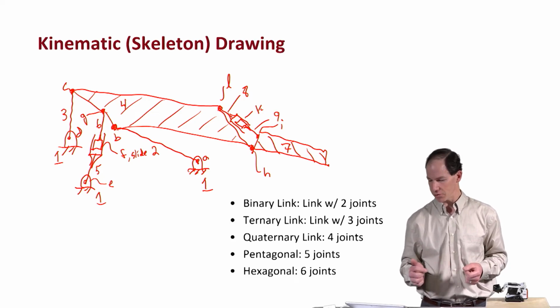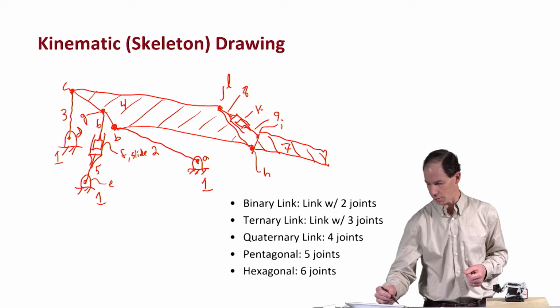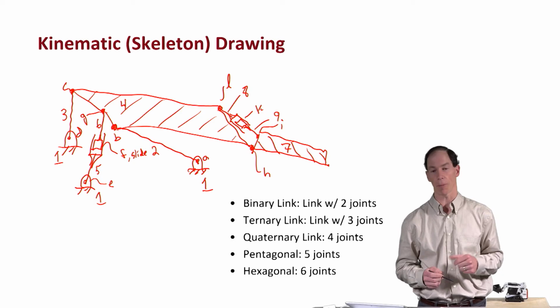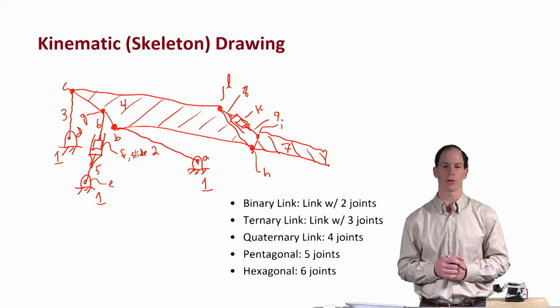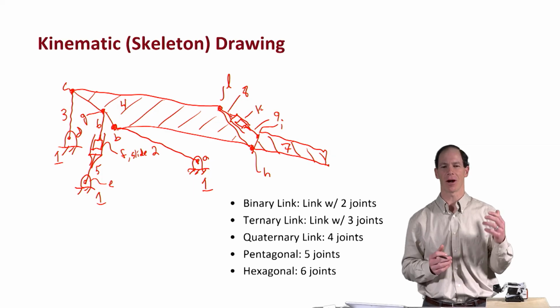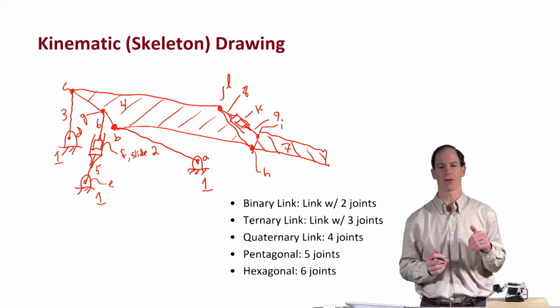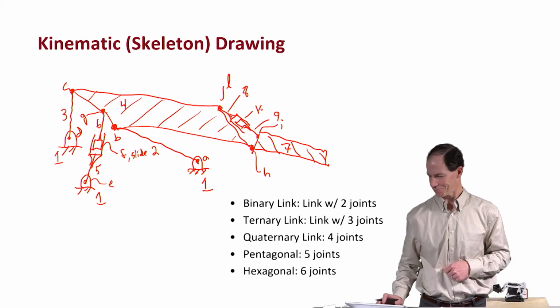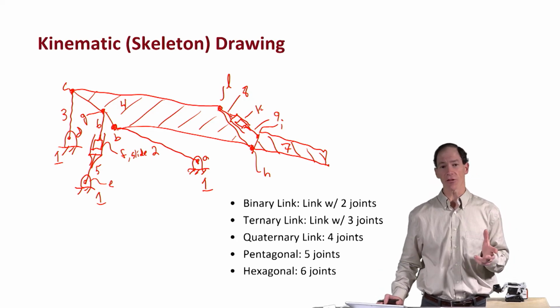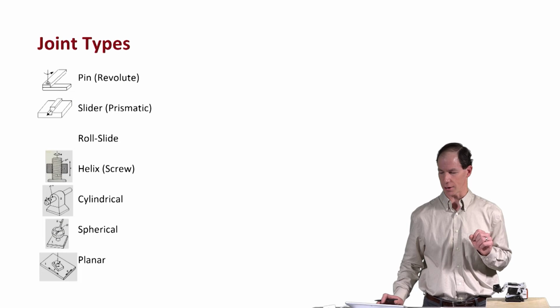Link 4 happens to have how many connections? I've got 1, 2, 3 on the left side, 4, 5 on the right side. So that happens to be a pentagonal link. So we just define these based on how many links or how many joints they have. So binary, ternary, quaternary, pentagonal, and hexagonal links. All right, moving on, let's talk more about the different types of joints that I can have.